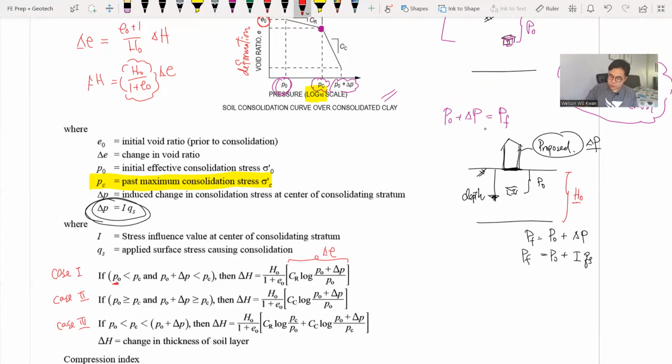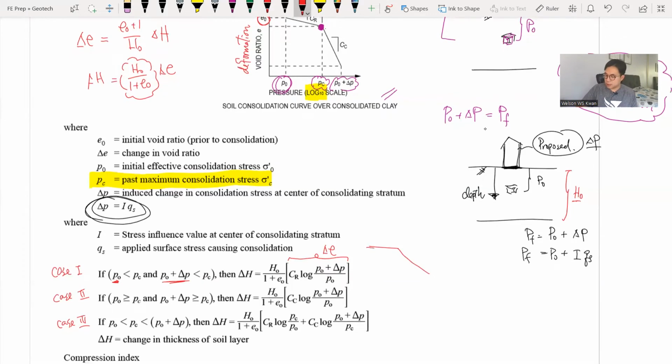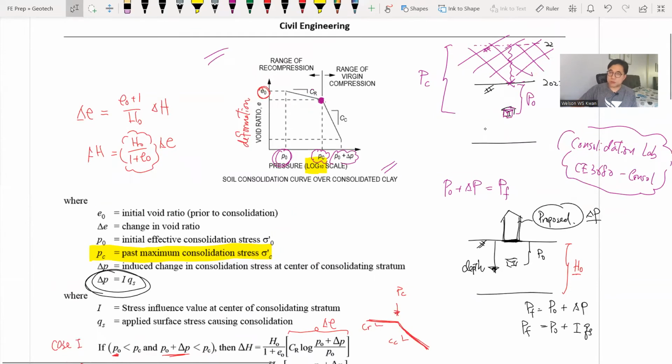So this is my initial stress, and this is my final stress, and how we compare them with the maximum past pressure. Case 1 is the scenario, so this is case 1. Again, this is the consolidation curve as in your FE manual. Every time you have a settlement problem, it's always great to start by drawing a picture of the consolidation curve first. This is the point of your P sub C, this is your C sub R, and this is your C sub C, just like in your FE manual.